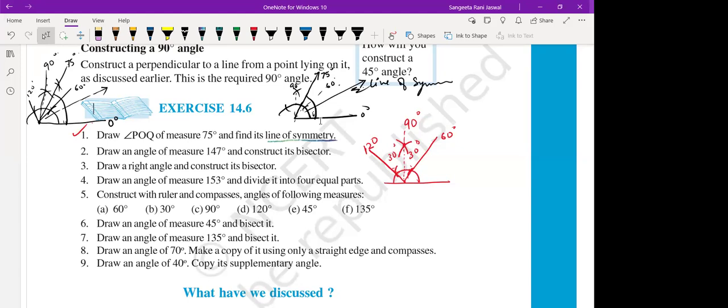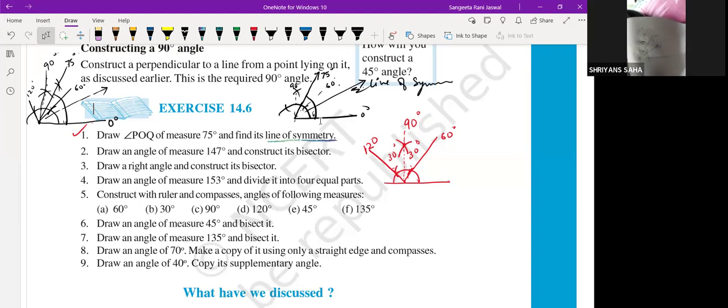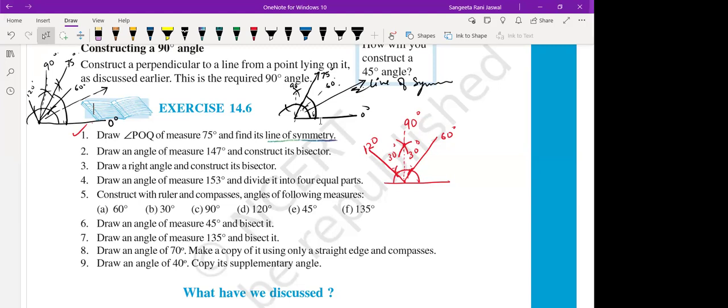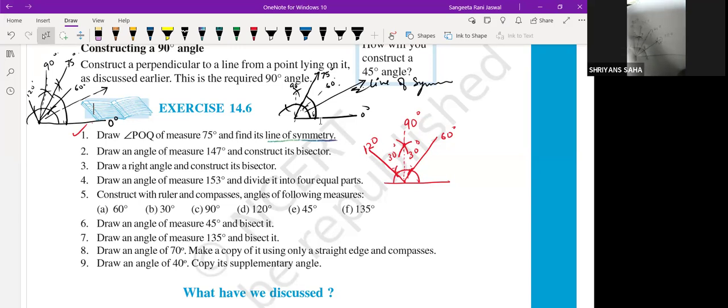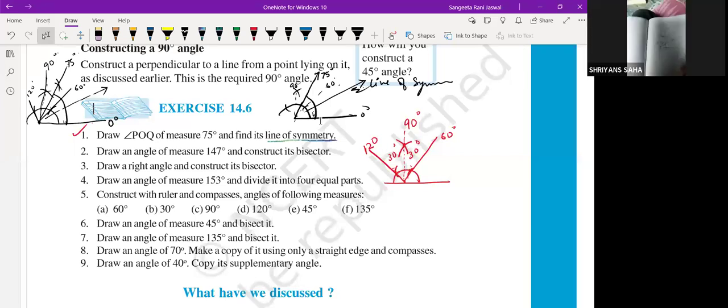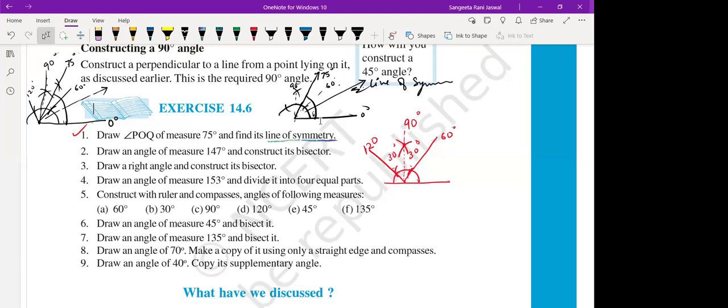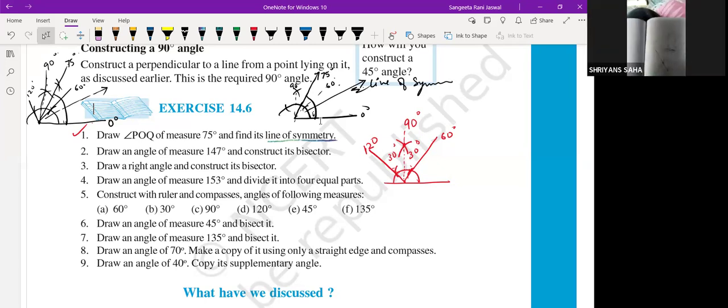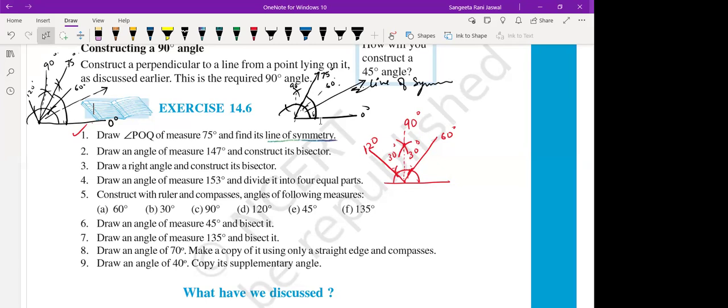Yes. Good. So what is a bisector? When you finally get your line of symmetry, just measure it with your protractor. How much degree is that? 35, ma'am. 35? Yes, ma'am. Half of 70 is 35. No, not 70, 75. Oh, okay. Understood. 0 degree and 75 degrees. Check with your protractor.